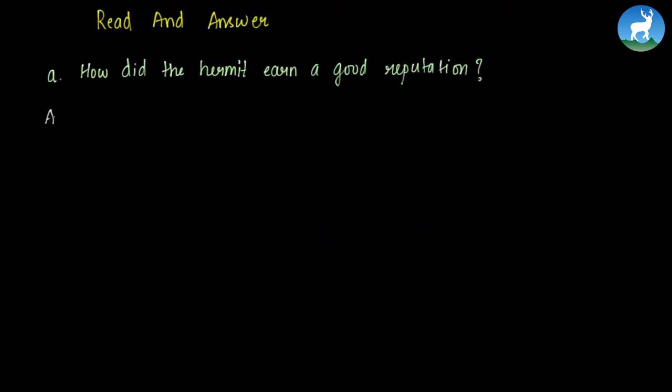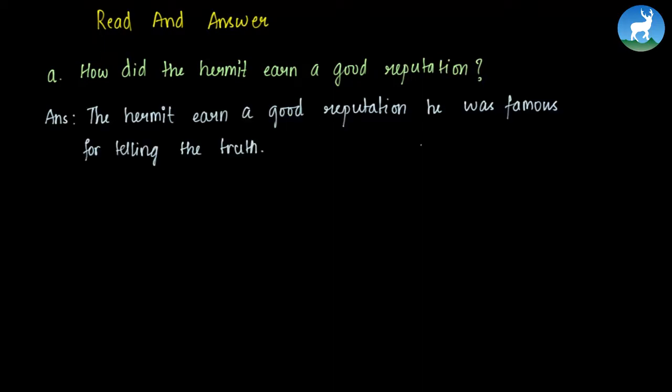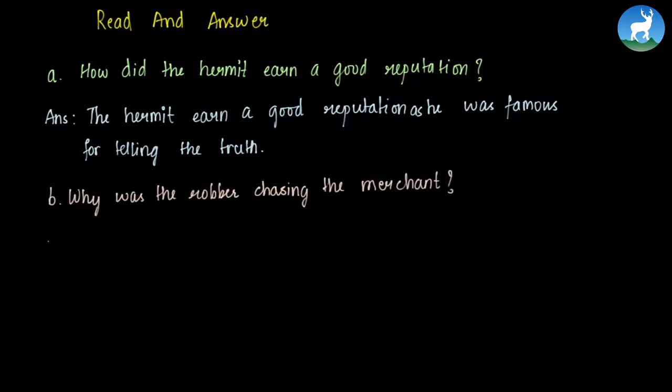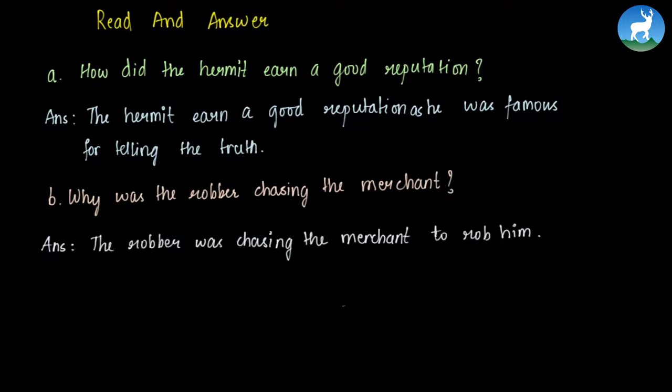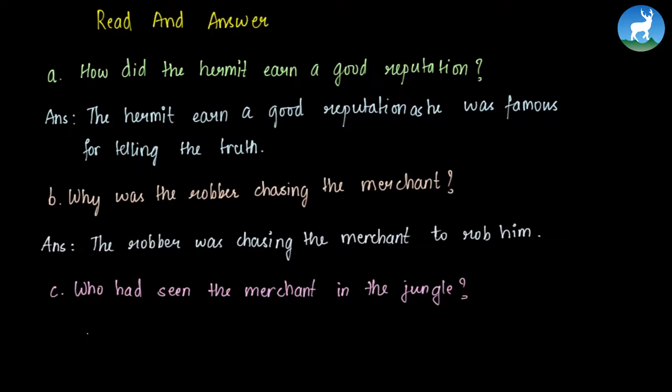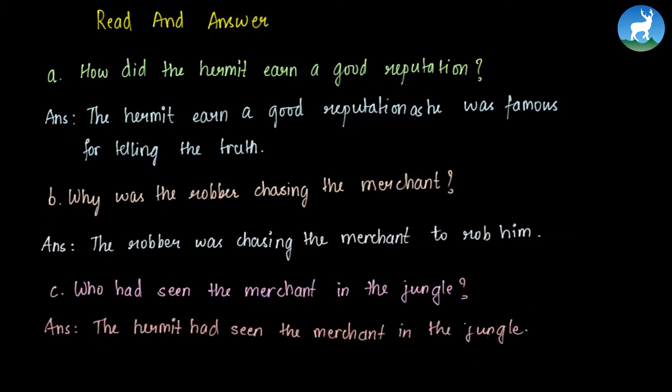The first question is, how did the hermit earn a good reputation? And the answer is, the hermit earned a good reputation as he was famous for telling the truth. Next, the question is, why was the robber chasing the merchant? The answer for this question is, the robber was chasing the merchant to rob him. The next question is, who had seen the merchant in the jungle? And the answer is, the hermit had seen the merchant in the jungle.